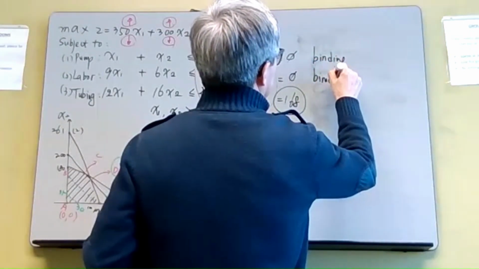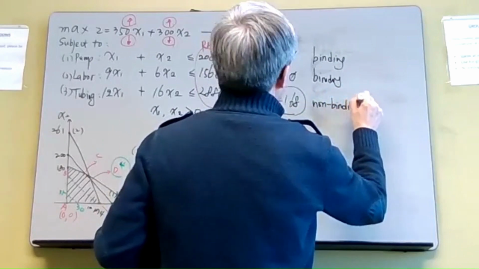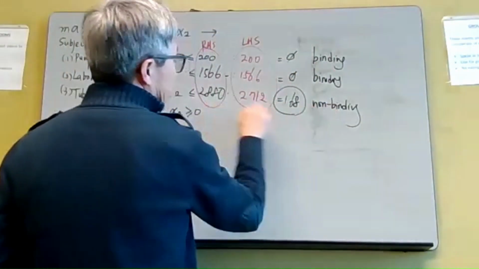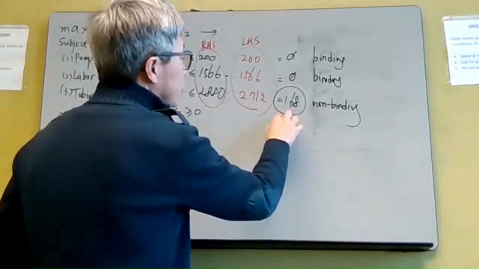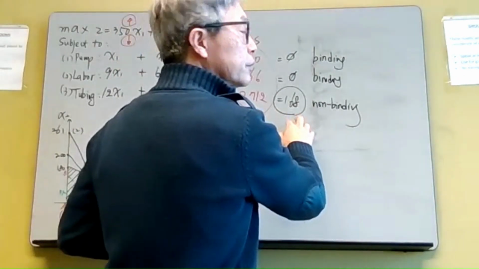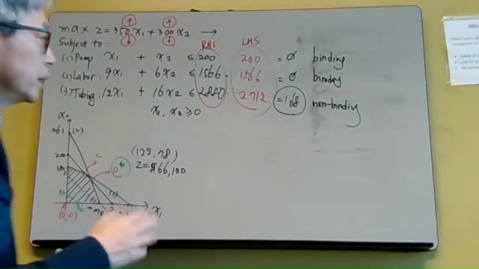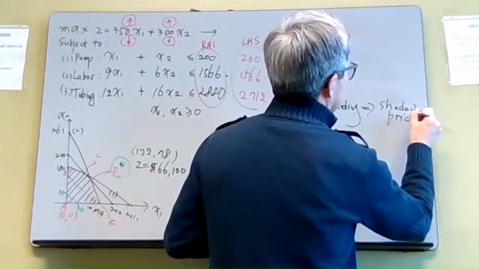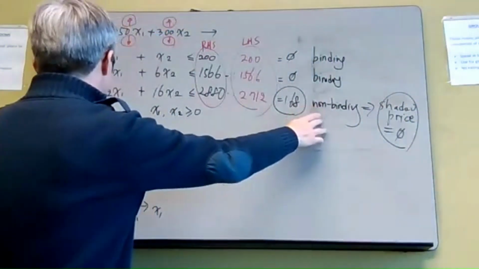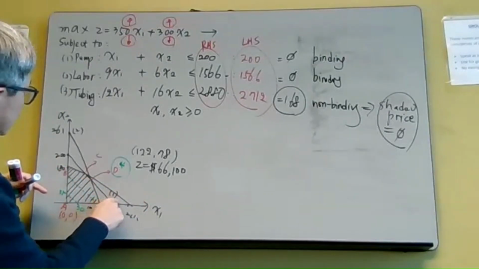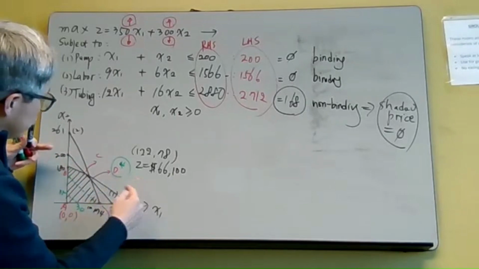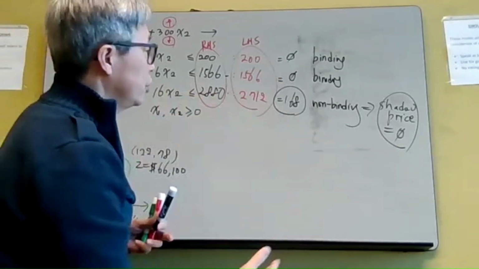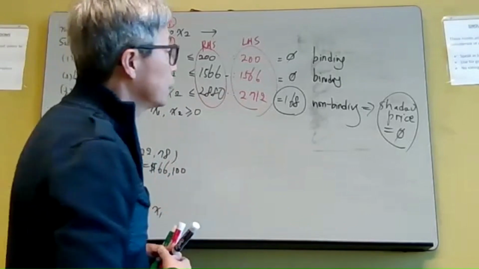Binding constraint and non-binding constraint. For a binding constraint, you have zero resources left. For a non-binding constraint, you have extra resources. So you have 168 feet of tubing left to produce X1 and X2 in the future. So if this is non-binding, you see the shadow price is 0. Because this is non-binding, even if you add extra tubing, it is not going to generate extra benefit. So that has a shadow price of 0.